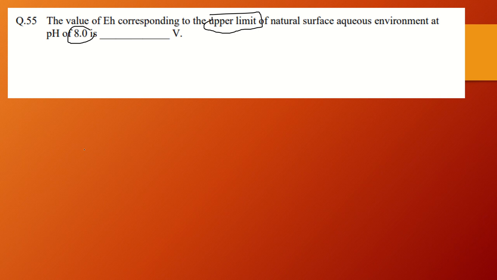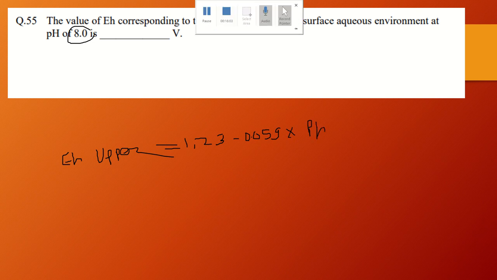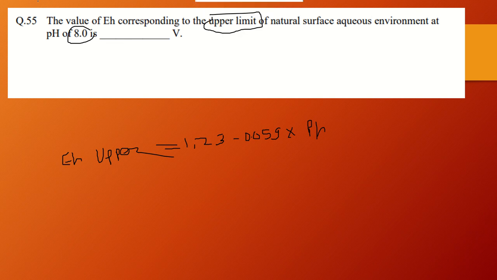So here is the formula for the Eh of the upper limit. For the upper limit the formula is 1.23 minus 0.059 into pH.